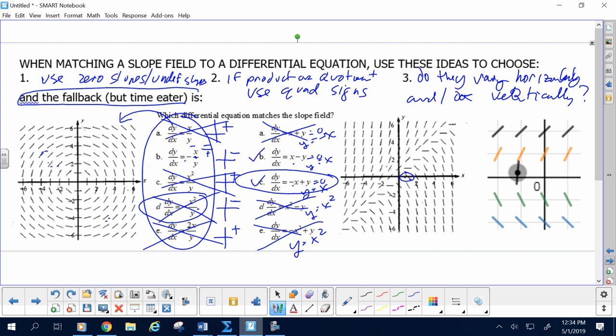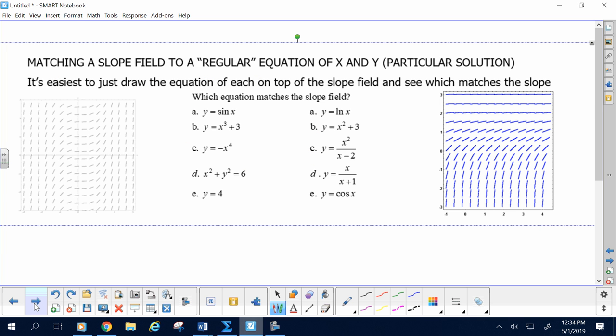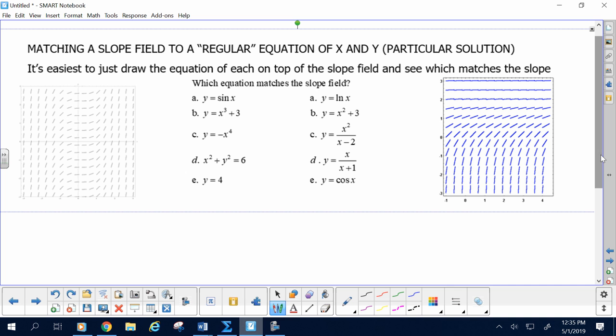And then I don't know what that question is, so ignore that. Okay, matching a slope field to a regular equation. This is one of those great gotcha questions. Imagine if I had a slope field that looked like this, and it said, which of these is the equation for it? And it said, dy/dx equals cosine of x. Yes or no?